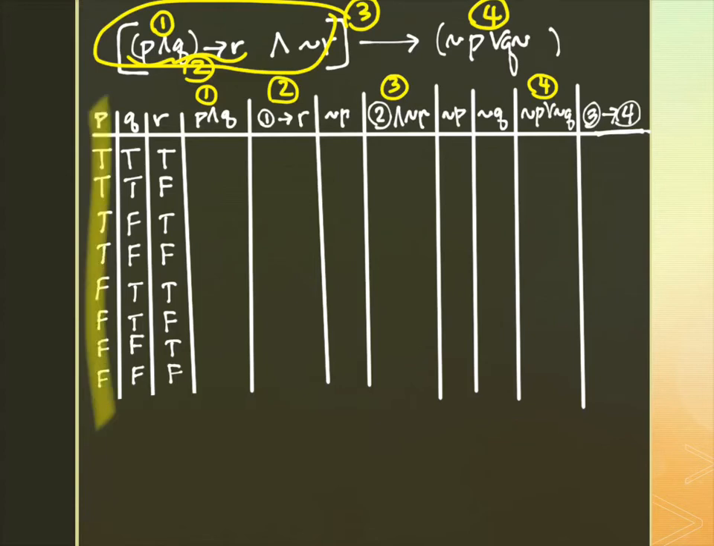We have P and Q, and it's an and statement. And statements are true when both are true. The first 2 are true trues. The third one is true false, so it's false. And then the last 4 all have false in the P column, so they're all false.